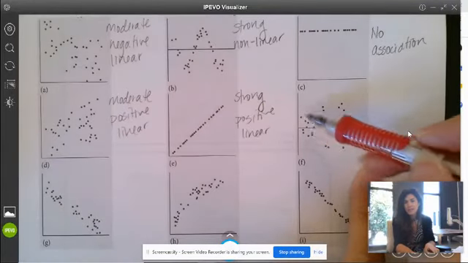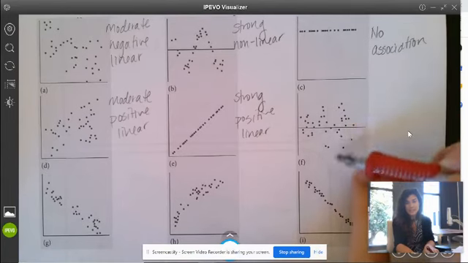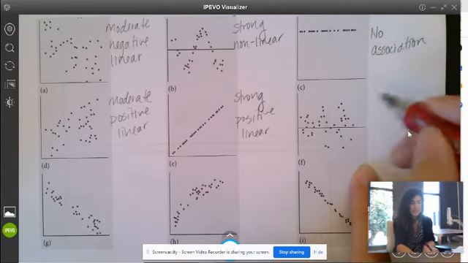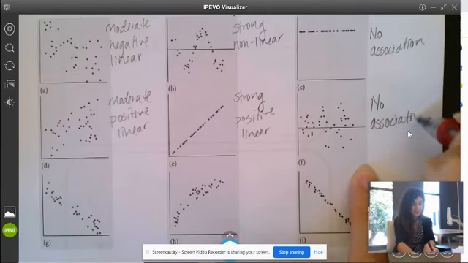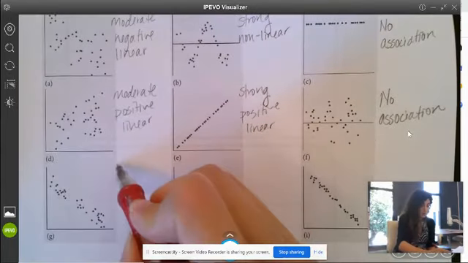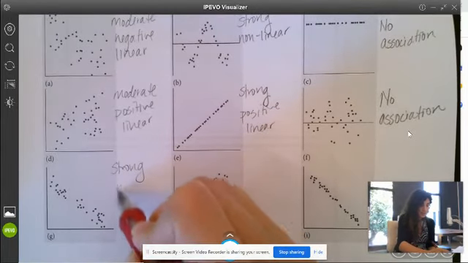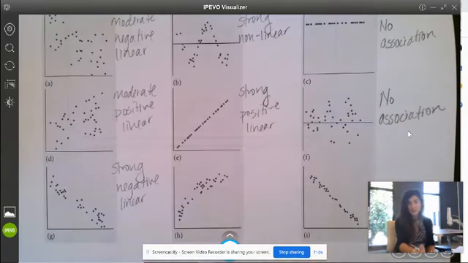For this one, we can see that there's kind of a weird grouping, but there is really no consistency in how they've been grouped. So this is, again, no association. This is a very strong, negative, linear association.